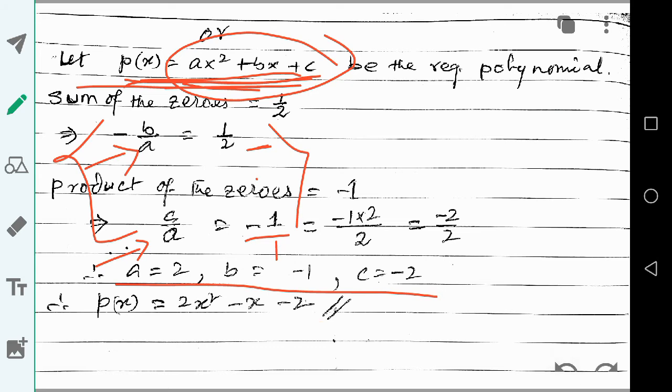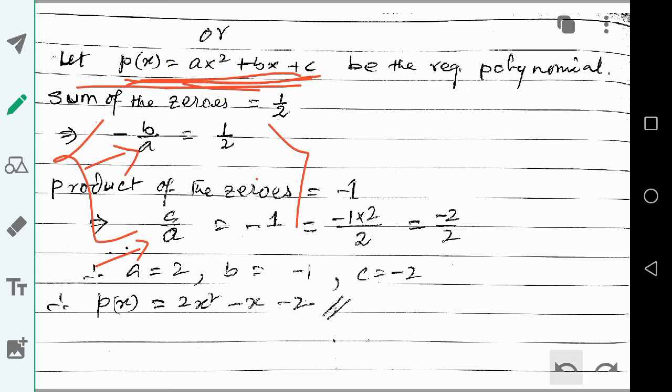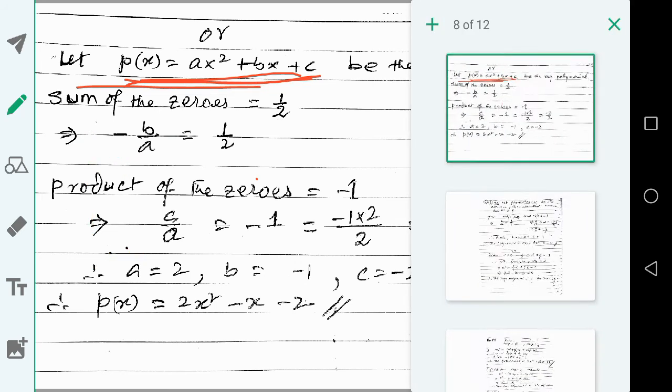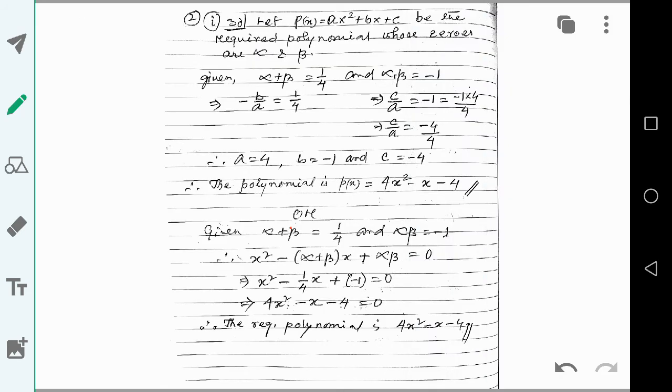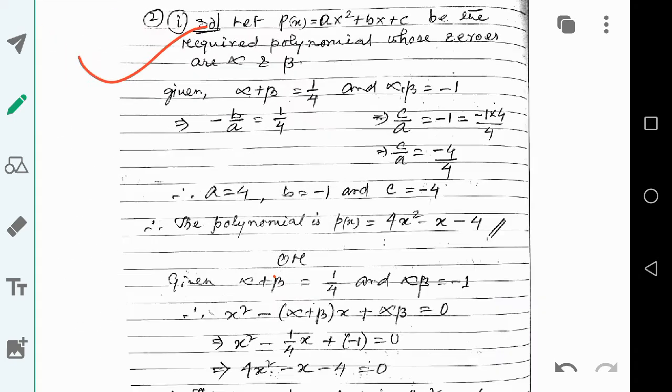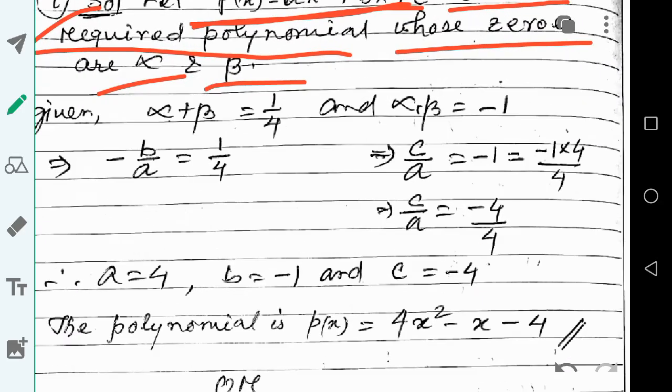Okay, so now let us solve question number 2 of exercise 2.2. This is the first question of question number 2. Here let us consider the polynomial p(x) equal to ax square plus bx plus c, which is the required polynomial whose zeros are alpha and beta, such that the sum of the zeros is given, that is alpha plus beta is equal to 1 by 4.